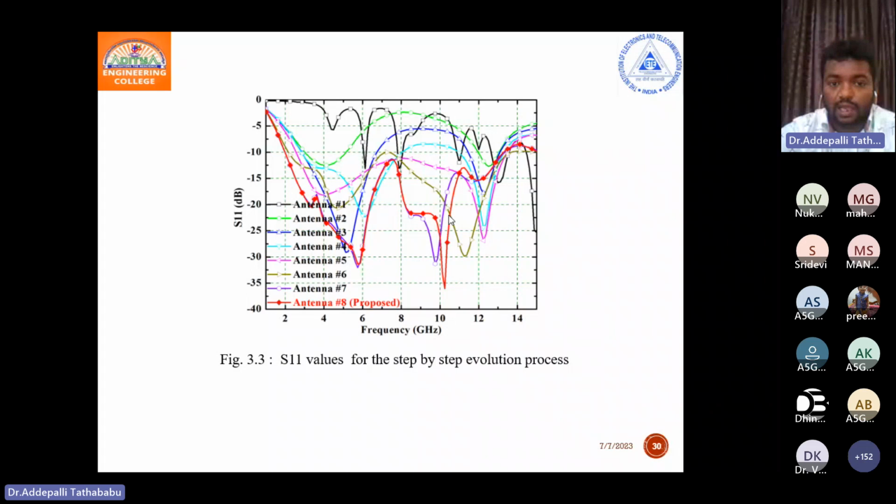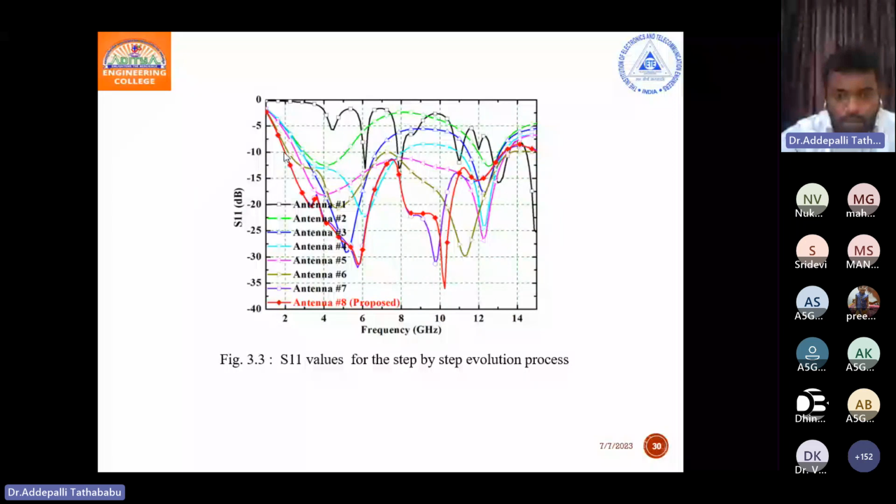This is not a trial and error method. By properly checking the surface currents flowing on the conducting materials, that is the top layer or bottom layer, we can get the results in an easy way. So finally, I'm getting some 2 to 13.3 bandwidth. So in this case it is reducing the lower band.